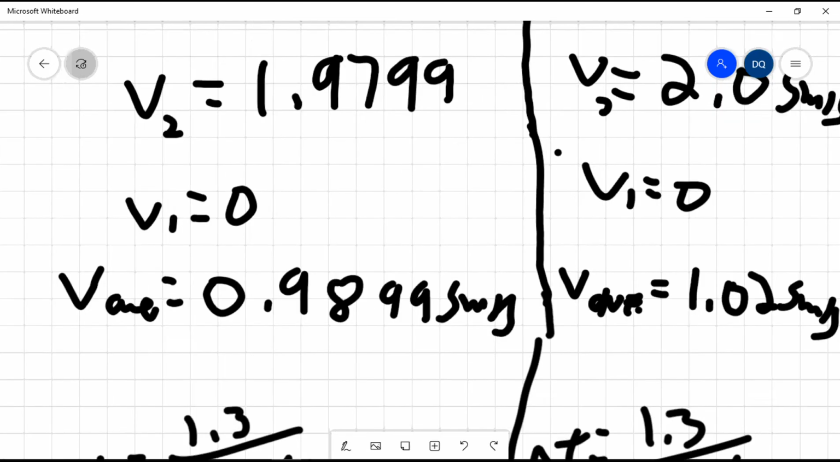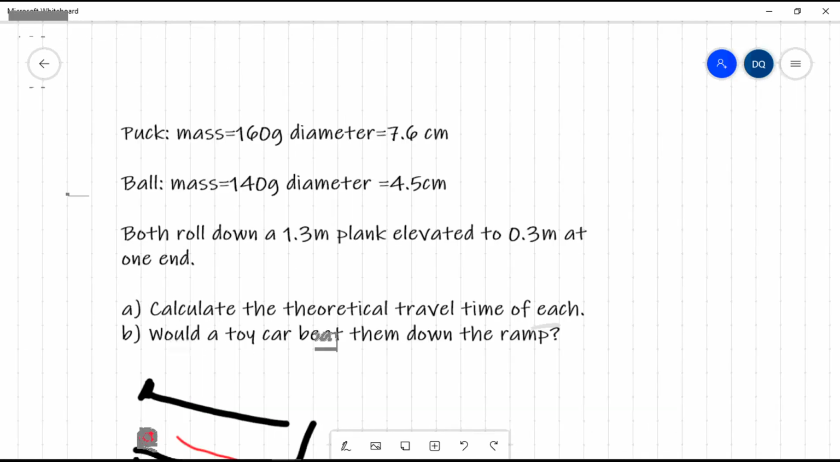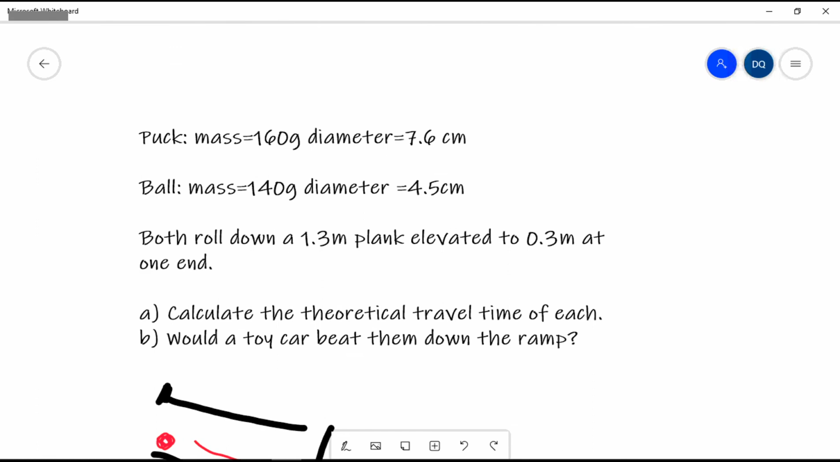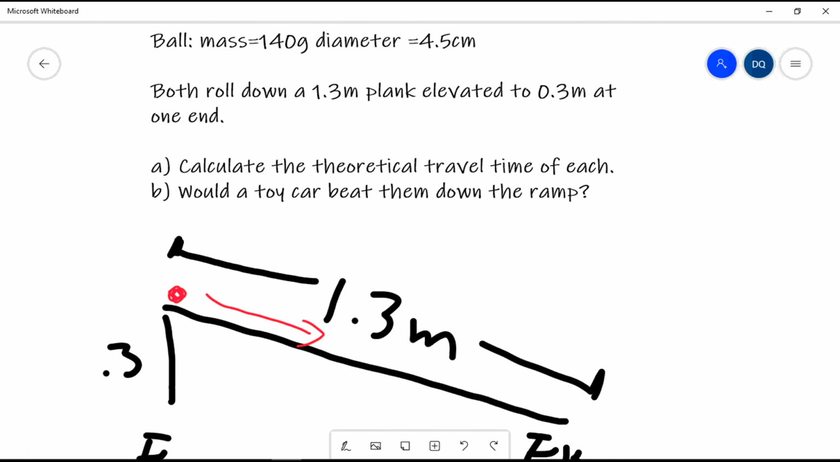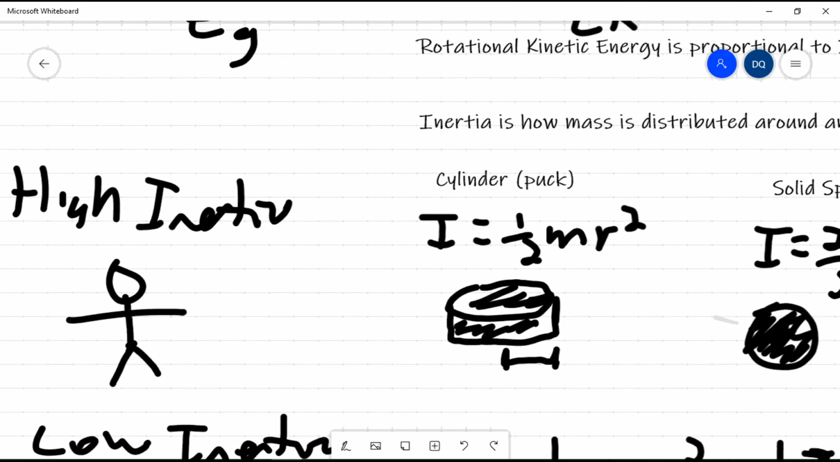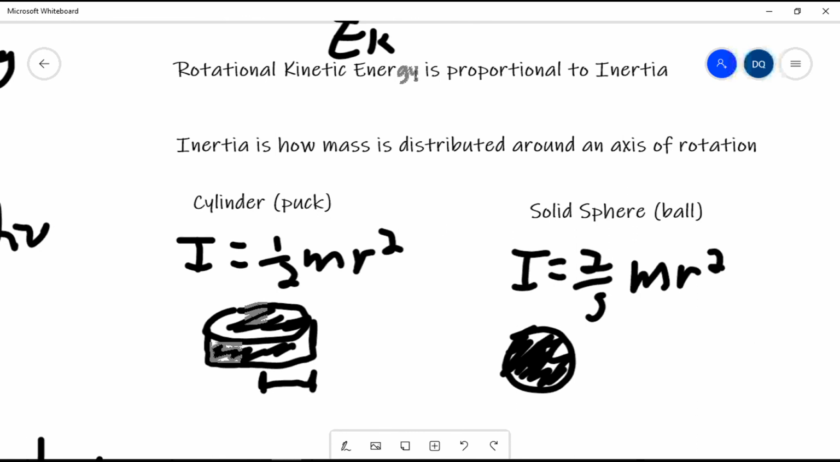Okay, so let me recap this problem here. We are rolling both a puck and a ball down a plank. That plank has a length of 1.3 meters and was elevated at 0.3 meters. As the puck and the ball roll, the gravitational potential energy gets turned into kinetic energy. But that kinetic energy has two forms, because they're not just simply sliding. The two forms of kinetic energy are translational, that's moving in a line, and rotational, that's the spinning portion.